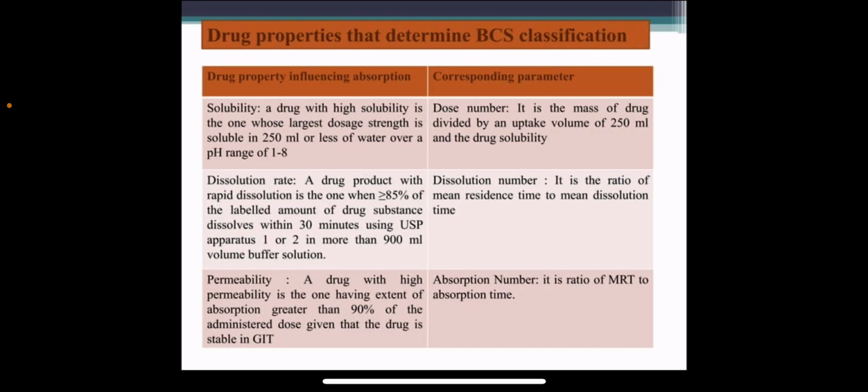Then drug properties that influence the BCS classification. First is the solubility. A drug is considered highly soluble when the largest dosage strength is soluble in 250 ml of water over a pH range of 1 to 8. Then dissolution rate, where a drug product with rapid dissolution shows more than or equal to 85% of the drug dissolved in 30 minutes using the paddle or rotating basket apparatus. Then permeability, where a drug with high permeability has an extent of absorption greater than 90% of the administered dose.